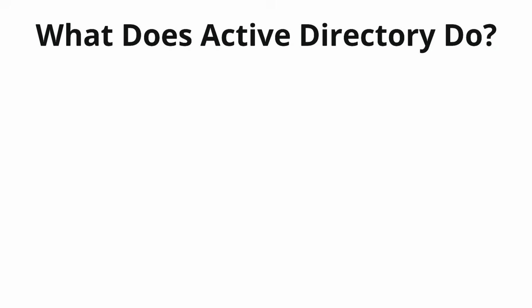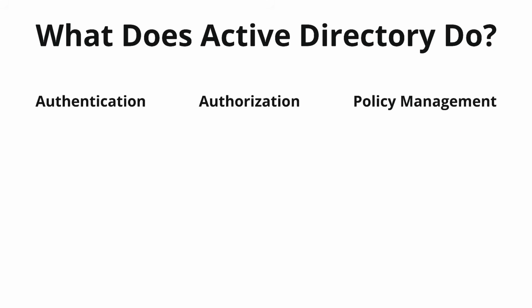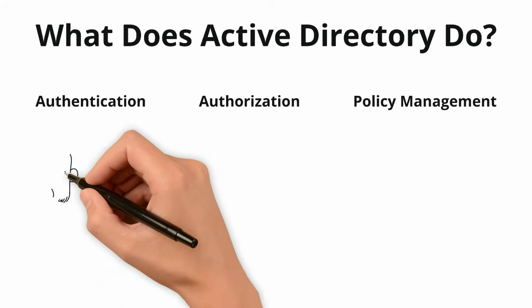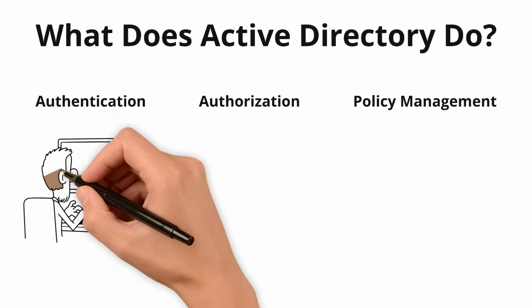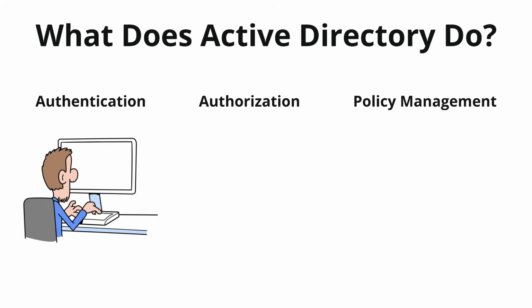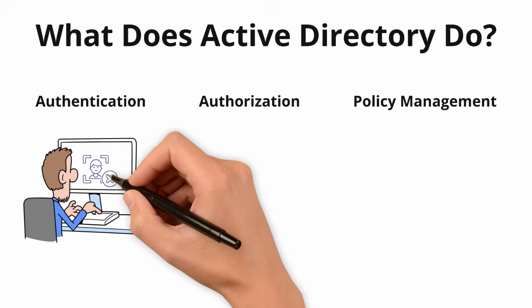Three big things: authentication, authorization, and policy management. Authentication is how Active Directory verifies who you are. When you type in your username and password at a Windows login screen, Active Directory checks its database and says, yes, this person is who they say they are, or it denies access.